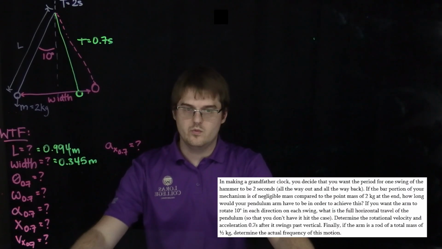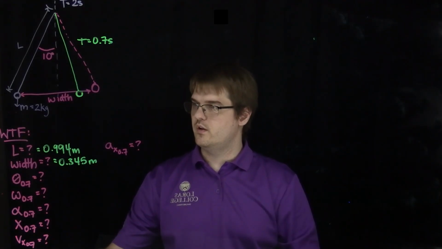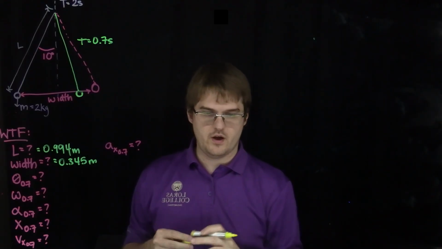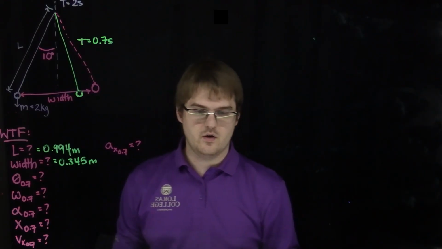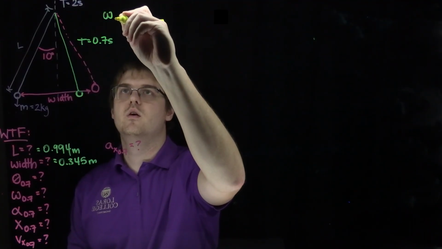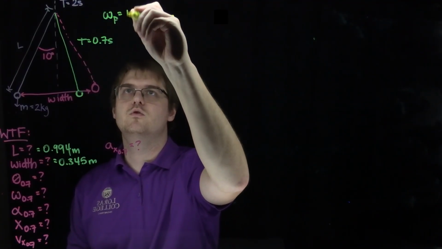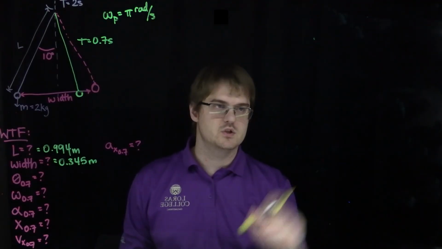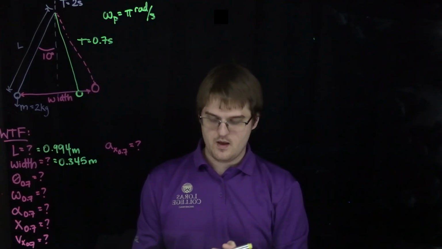Well, luckily we have an equation for this. And one thing that I probably should have held on to is that omega, because we're going to need that. Omega pendulum is going to be equal to pi radians per second. That was something that we just erased. It was over here a second ago.